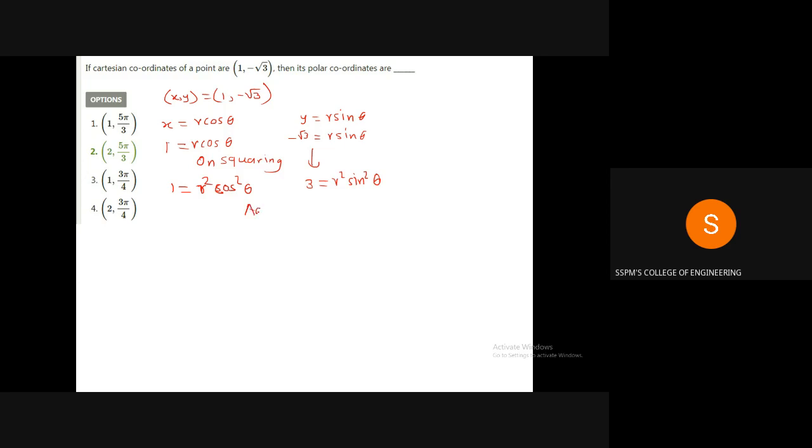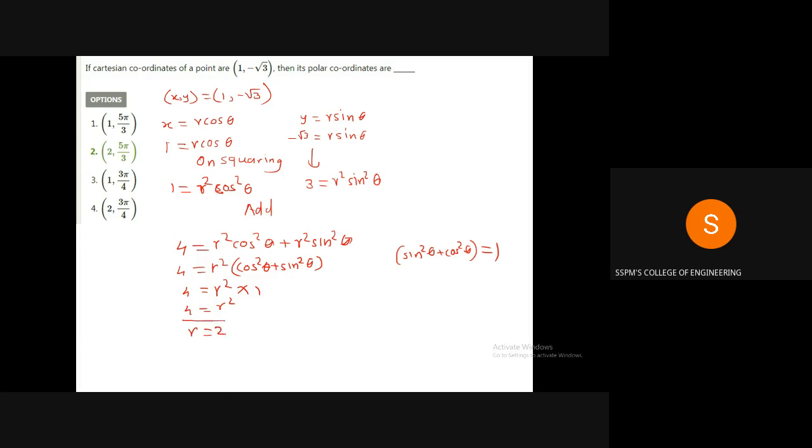Now we will add both these terms. Addition of 1 and 3 is 4, equal to r square cos square theta plus r square sin square theta. Now r square is common to both terms, therefore we can write r square into cos square theta plus sin square theta, which is r square into 1, because sin square theta plus cos square theta is equal to 1. That is 4 is equal to r square. As radius is always positive, we have r is equal to 2. Therefore, the value of r, that is radius, is equal to 2.